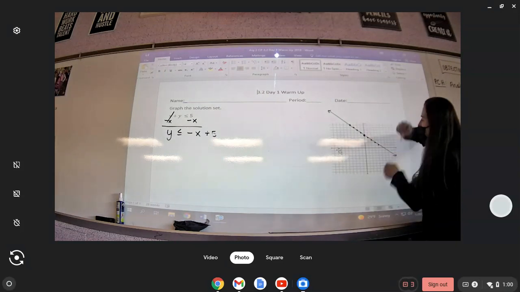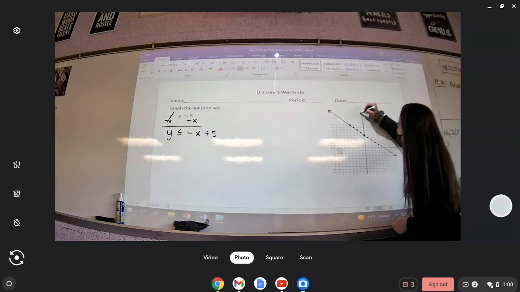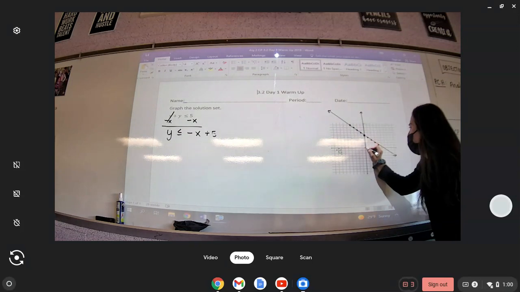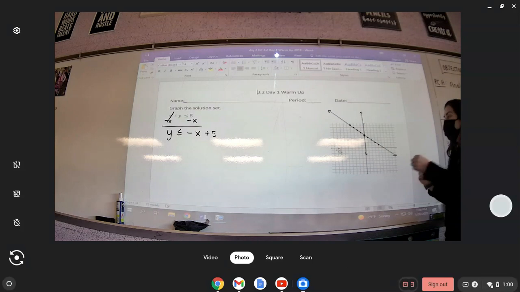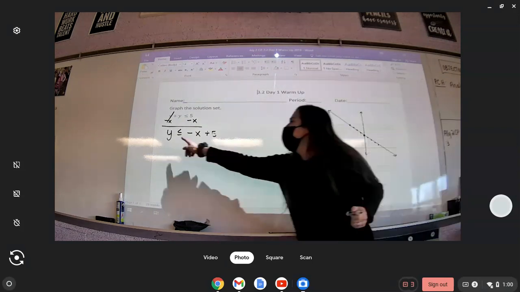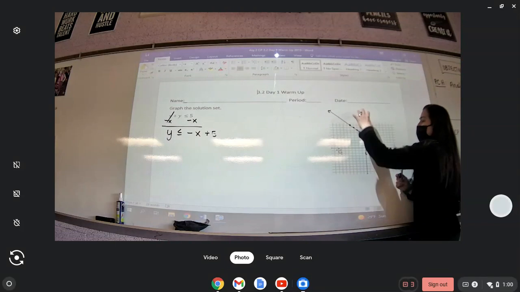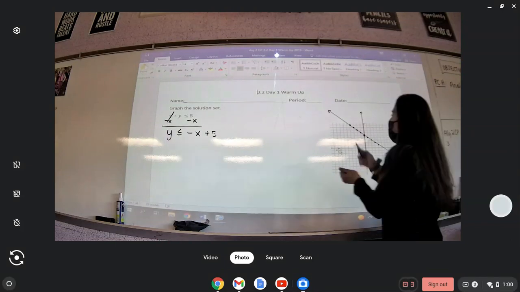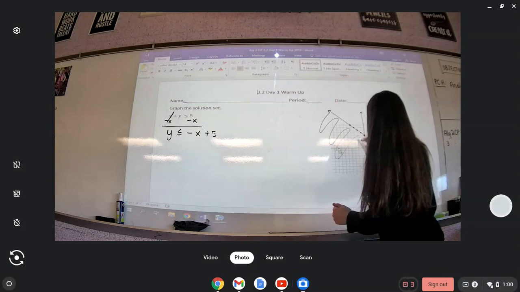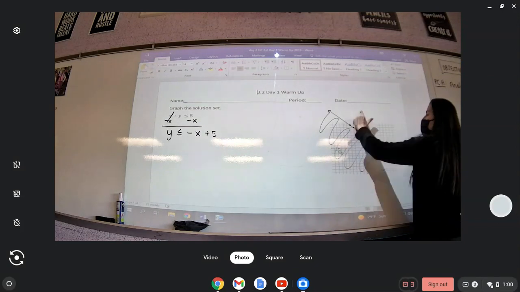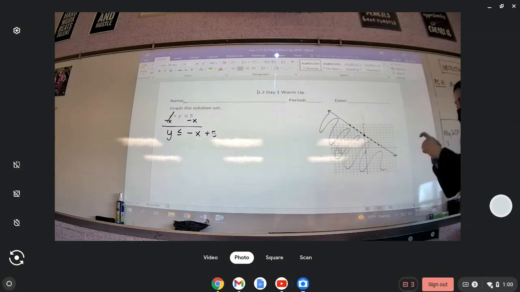You have y values living on the y-axis, getting bigger and bigger above your line on this side. You have y values getting smaller and smaller below your line on this side. If you want y to be less than your line, should you shade where y is above or below? Below. So any ordered pair that lands below this line or on it is a solution to this inequality.